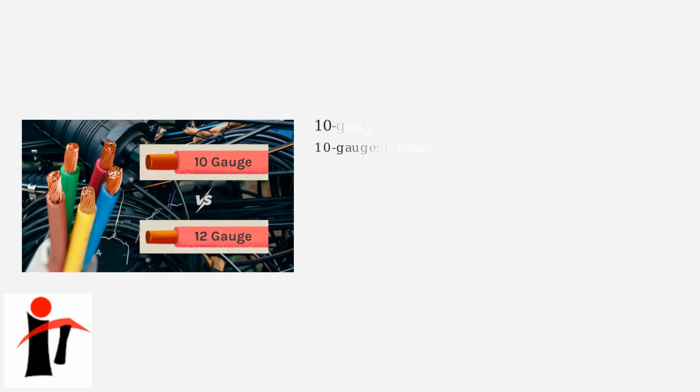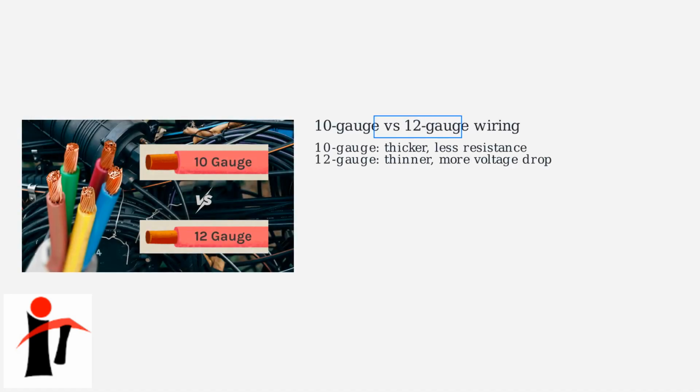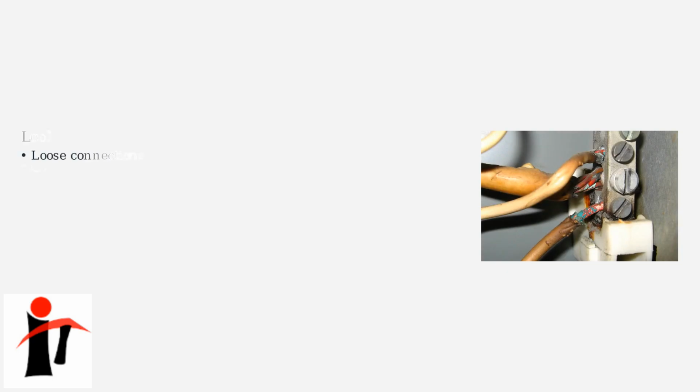Next, examine the wiring from the electrical panel to the outlet. Look for loose connections, corroded terminals, or incorrect gauge wiring. For 240-volt charging, ensure you're using 10-gauge wiring, not 12-gauge, to avoid resistance and undervoltage. Common issues include loose connections at terminals, corroded wires showing green oxidation, or frayed insulation that exposes copper strands. These problems can interrupt the electrical path and prevent charging.